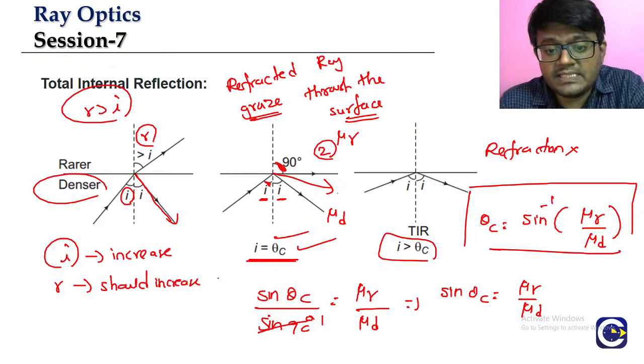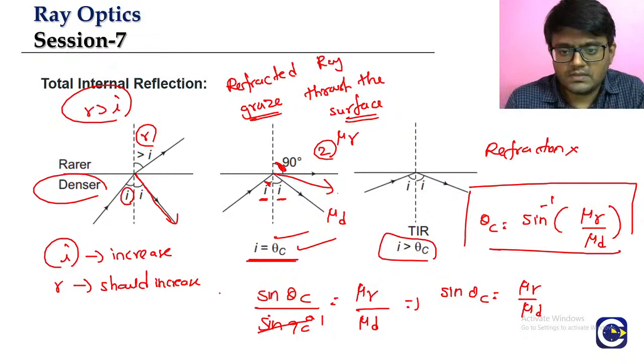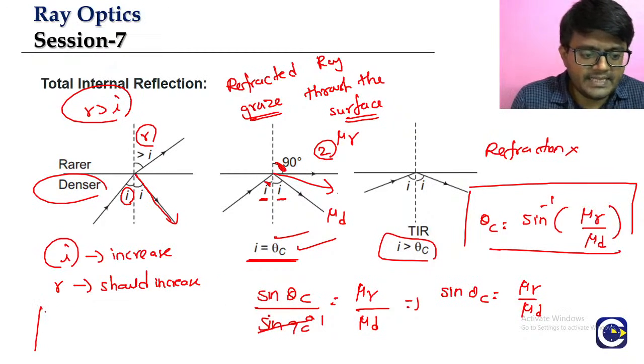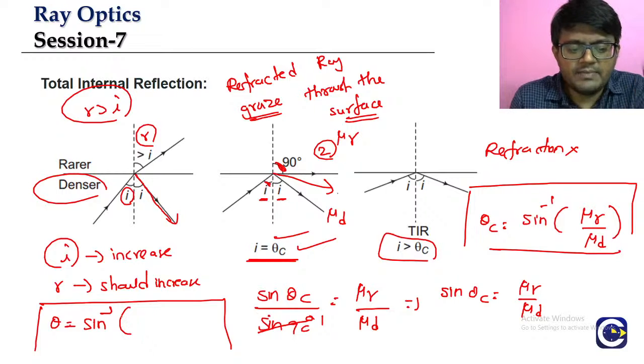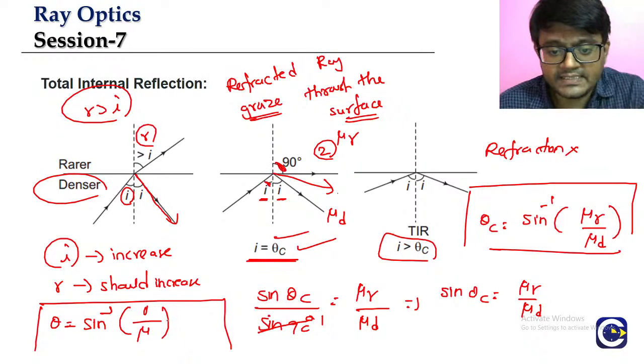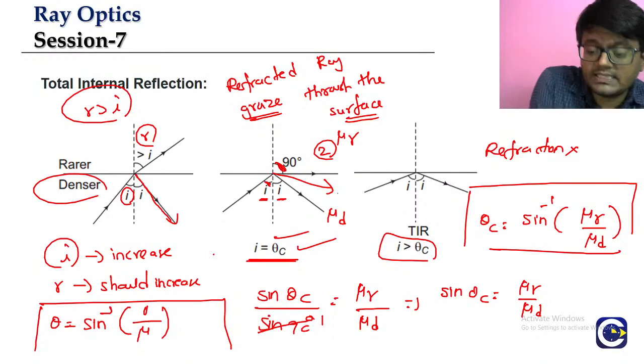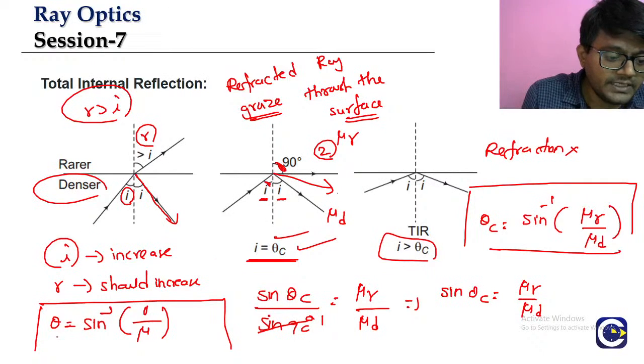If the rarer medium is air, then what will we have? Theta will be equal to what? Sin inverse of, since the rarer medium is air, its refractive index is 1, divided by the denser medium, which will have some refractive index, let us say mu. Like that we will get the critical angle of incidence.